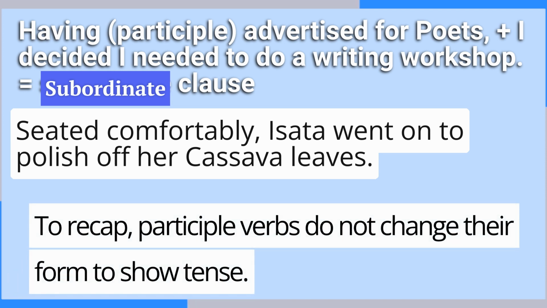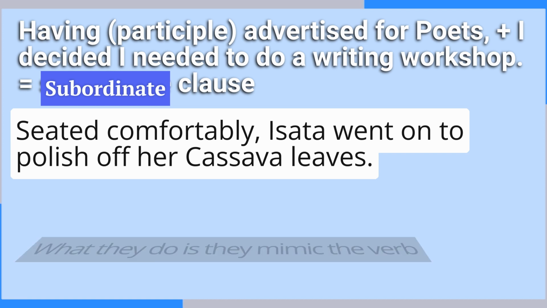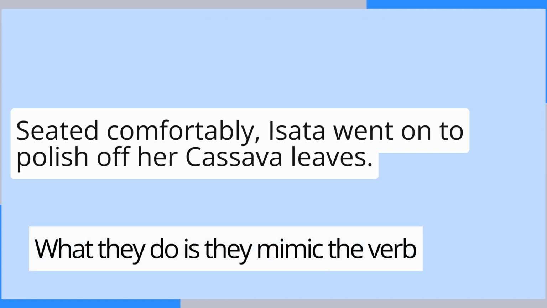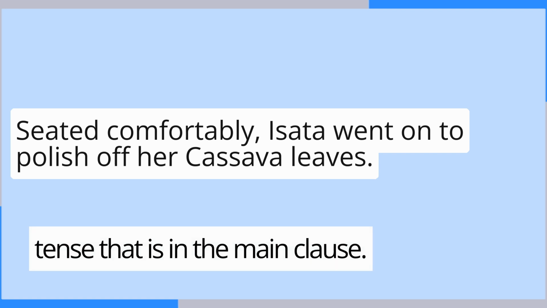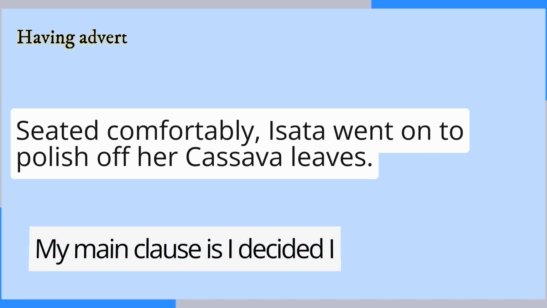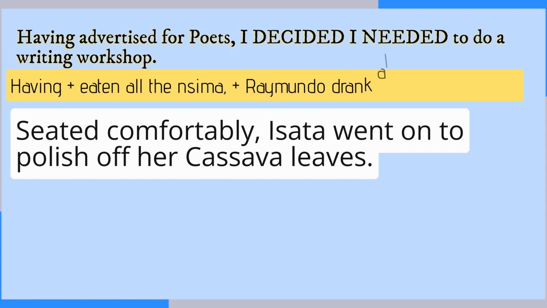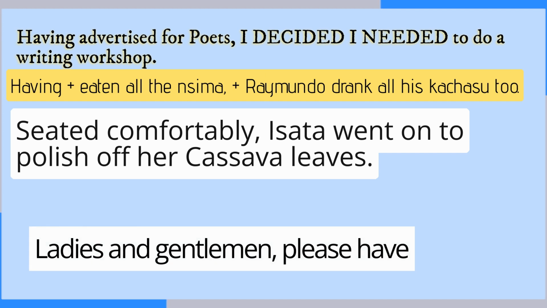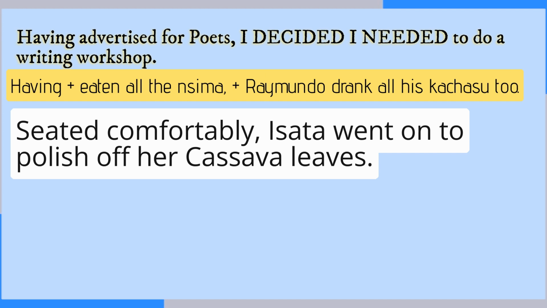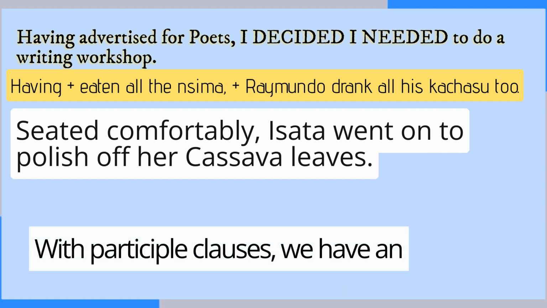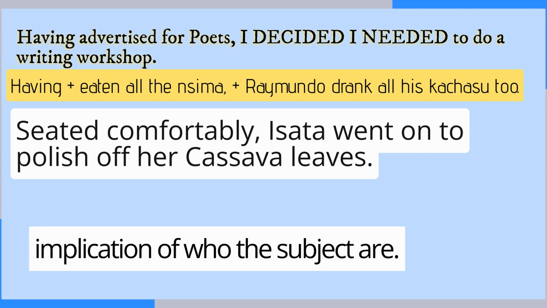To recap, participle verbs do not change their form to show tense. What they do is they mimic the verb tense that is in the main clause. My main clause is I decided I needed to do a writing workshop. Ladies and gentlemen, please have a look at the sentences. With participle clauses, we have an implication of who the subject is.